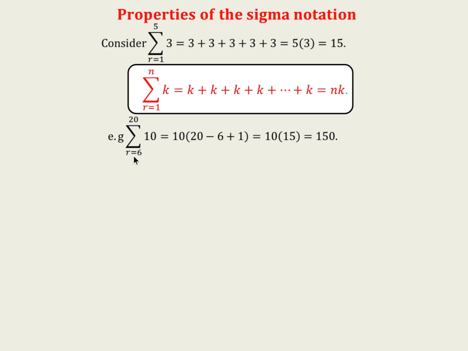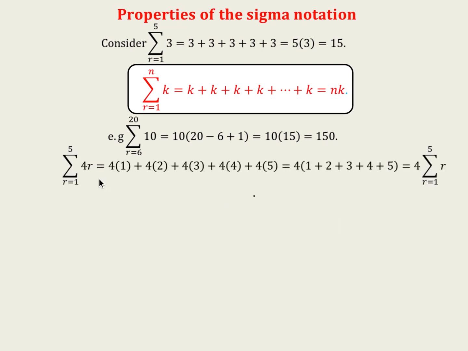So here we are summing 10 from a count of 6 to a count of 20. So actually the number of times that we are supposed to sum that 10 would be 20 minus 6 plus 1. The value of that sum then would be 10 times the number of terms. We get the number of terms by the upper limit minus the lower limit plus 1. So 20 minus 6 plus 1 would give 15. So the sum would be 10 times 15, which gives 120.